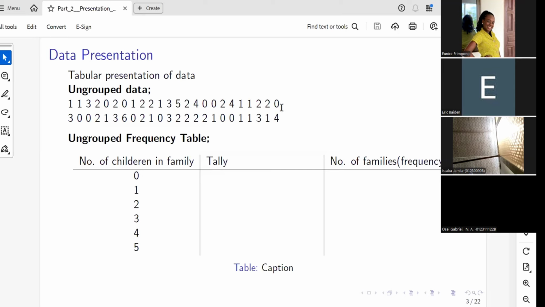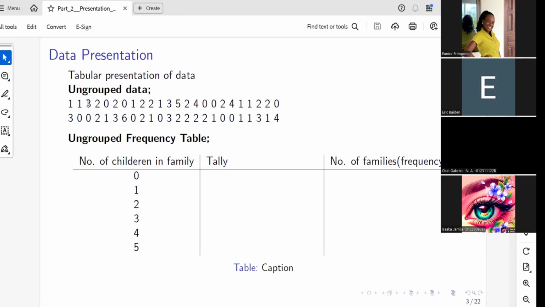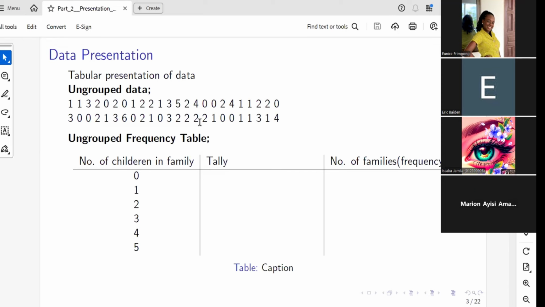Right? So we'll say that this data is ungrouped, which means that this data, for example, represents the number of children in different families. So, number of families and then the number of children in families. We have this representing a family with only a child. This is a family with three children, a family with no child, and so on.